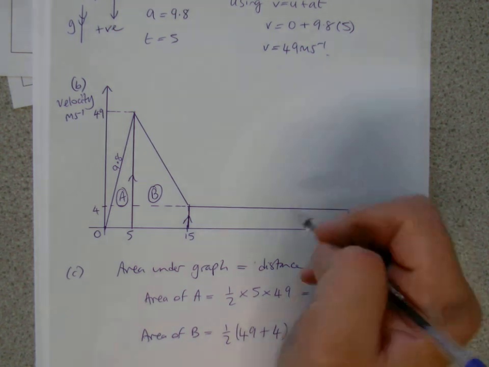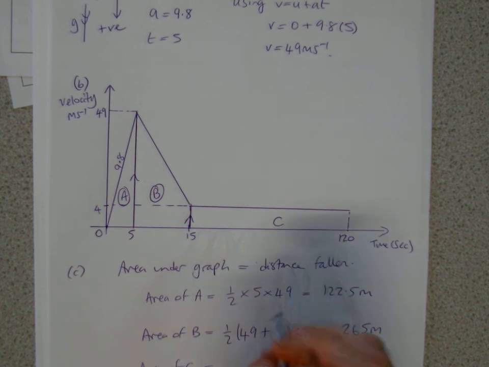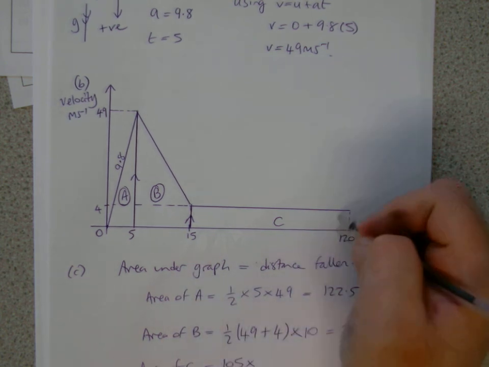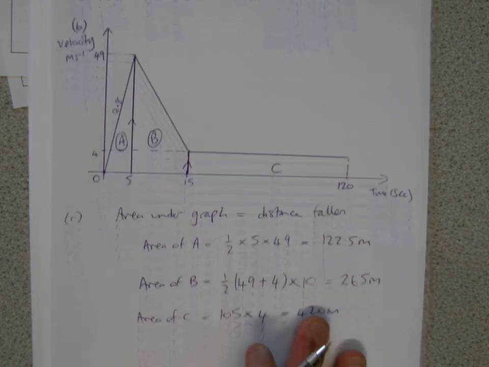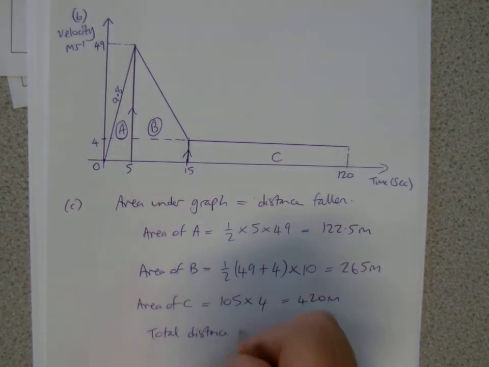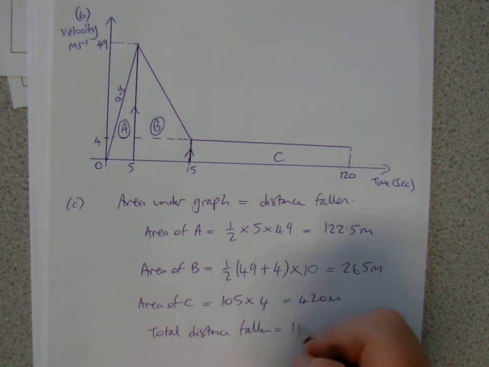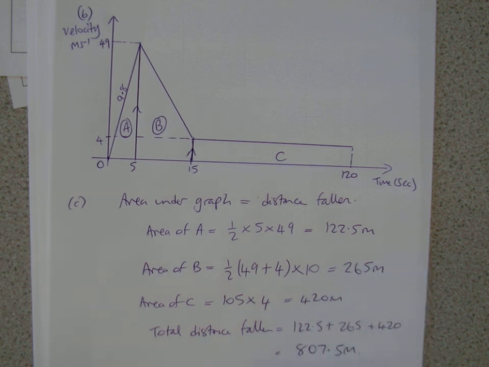And then area C then would be this one. And that's quite simple because that is just a rectangle. So the length is 105 and that width then, or the height, is 4. So that's easy to do, isn't it? 420 meters. So to get the total distance then, what I need to do, of course, is to add those 3 parts of the journey together. And I get a total answer then, if I've done this right, of 807.5 meters. That's how much he's fallen.